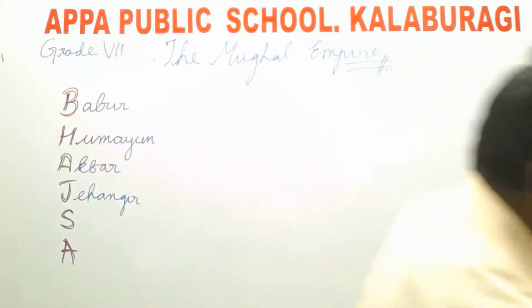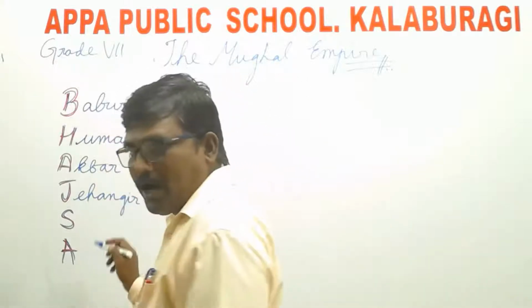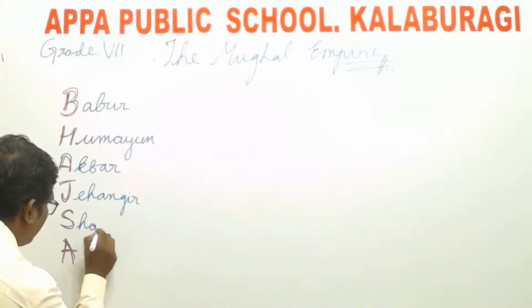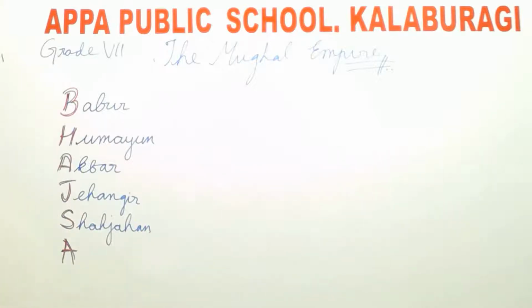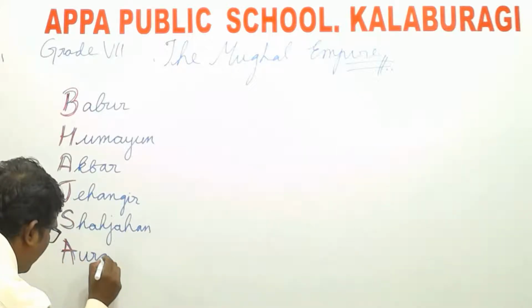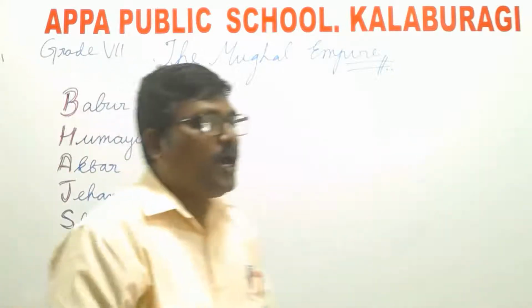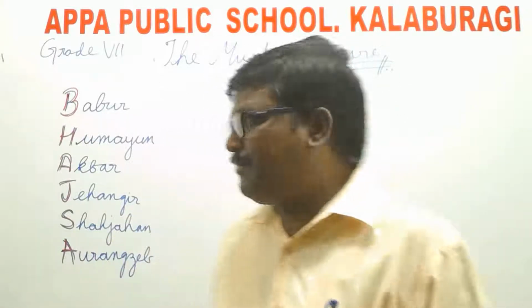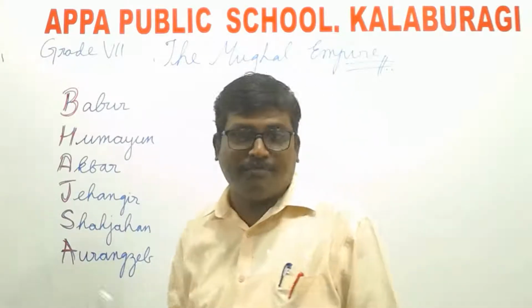H-A-J-S-A, Badshah, right? I hope you are jotting down the points. Babur, Humayun, Akbar, Jahangir, Shah Jahan, and then we have Aurangzeb. So Aurangzeb was the last powerful emperor of the Mughals. Please remember this. We remember all these because these were the most powerful emperors of the Mughals.